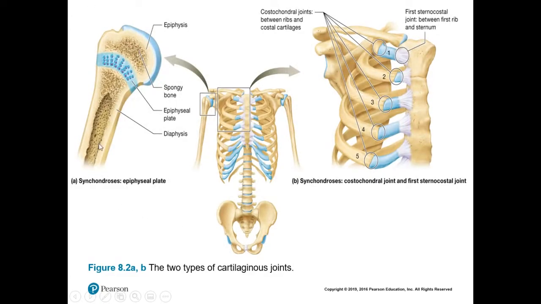So here we have the synchondrosis at the epiphyseal plate, which we've seen in the past. And then here is the other type, the costochondral, and the one that occurs from the sternum to the actual rib itself.